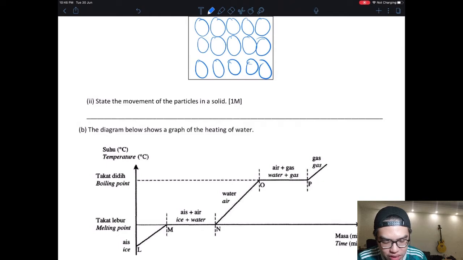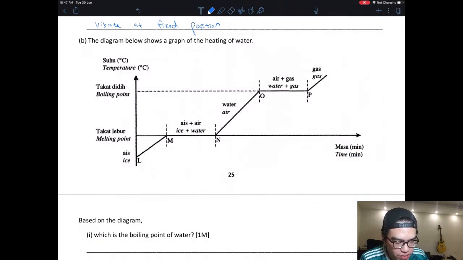They vibrate at fixed position. Means they stay there and then they vibrate like that. There's no movement there. It's not like liquid or gas, which is free flowing. There's no movement here. So B, graph of heating of water.